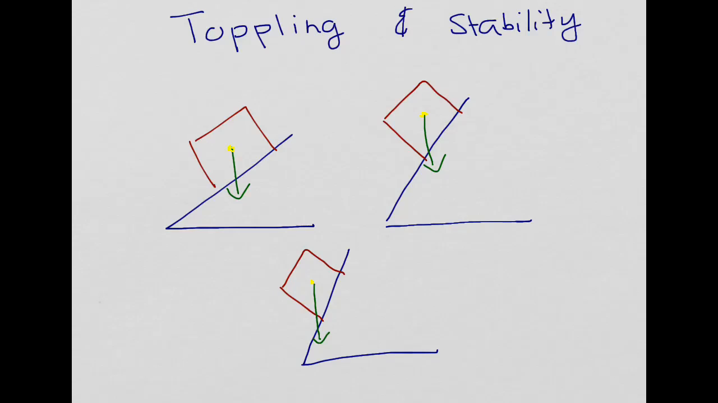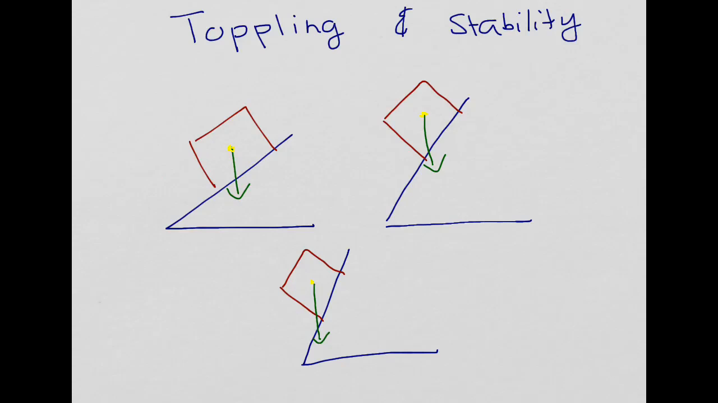In the first scenario, right here, we have a block resting on an incline. We see the center of gravity is right in the middle of the block right here. It's at its geometric mean. And the center of gravity is within the base of this block. Okay, and basically to determine this line, it's just a vertical line straight down from the center of gravity point.